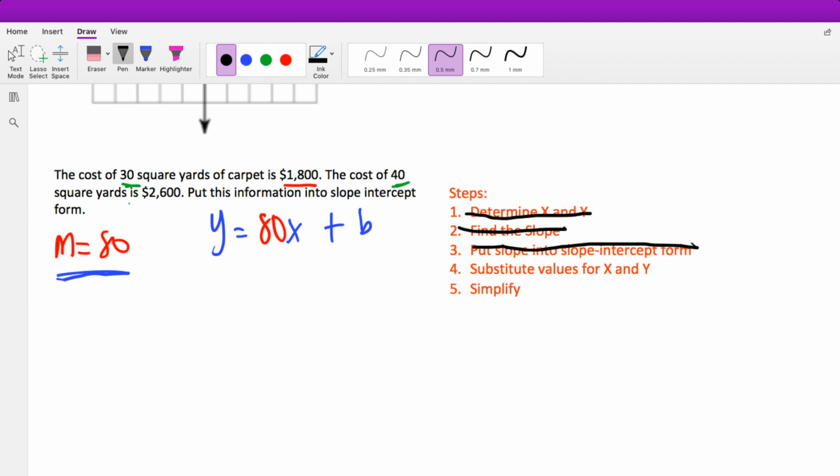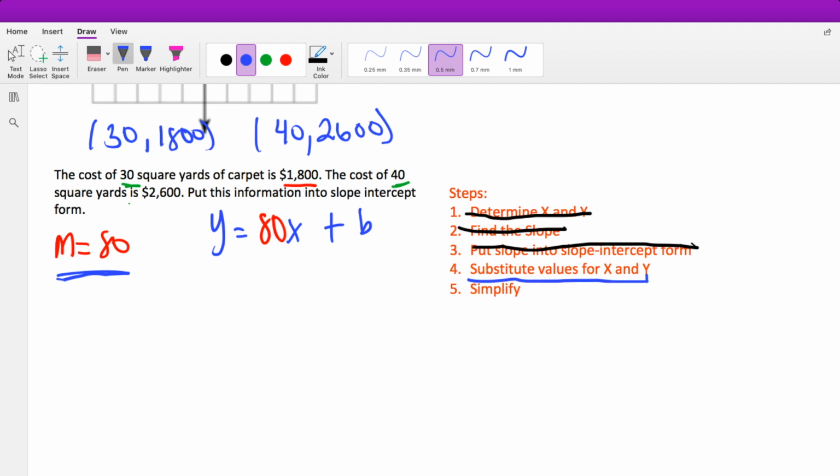Substitute values for x and y. So I guess I should not have deleted them, but I'm going to write them again. We said that it's going to be 30 and 1800, and our other value is going to be 40 and 2600. Simple. So we need to substitute these values for x and y. Which one are we going to use? Can we use this one, or are we going to use this one? Well, the answer to that question is it does not matter which one you choose. I'm just going to pick the one on the left because that's just the one that I chose to use.